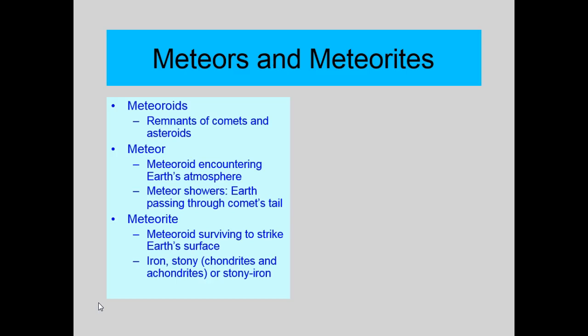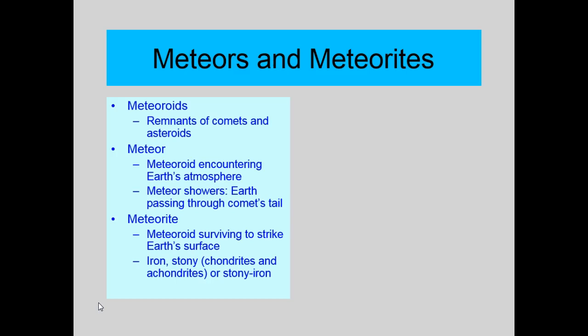The achondrites never did. They're just little chunks that are not necessarily spherical. Same type of material, but not that. So the stony ones can be either chondrites if they have the little spheres, achondrites if they don't. And then a mixture of stony and iron. Not a very clear description, but that's what they've got.